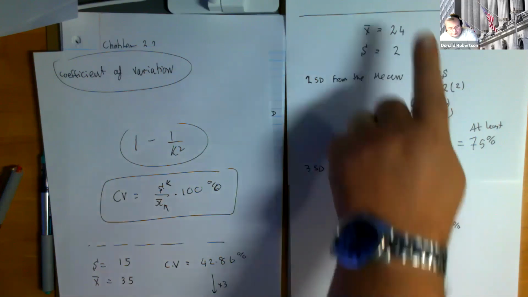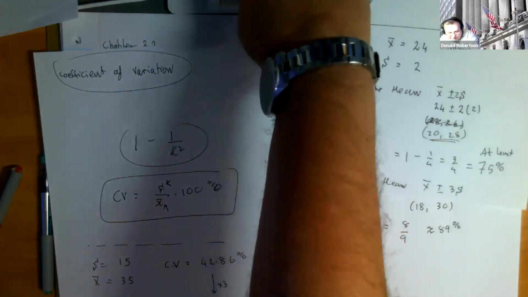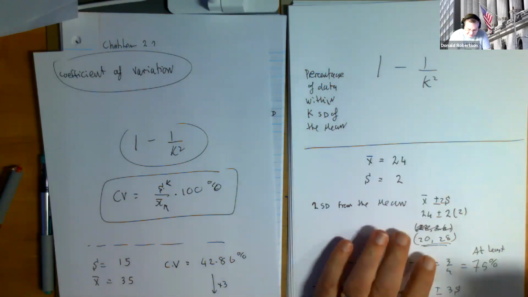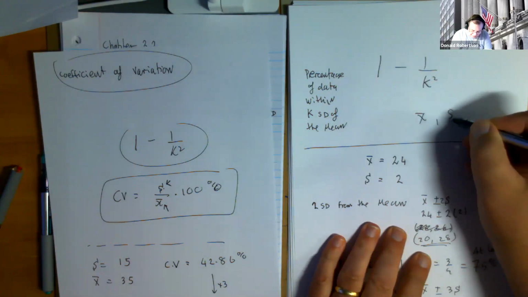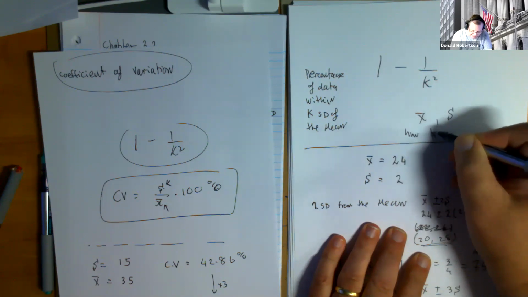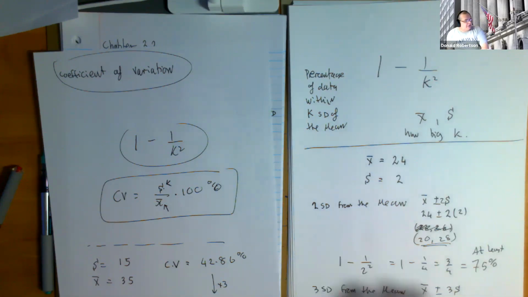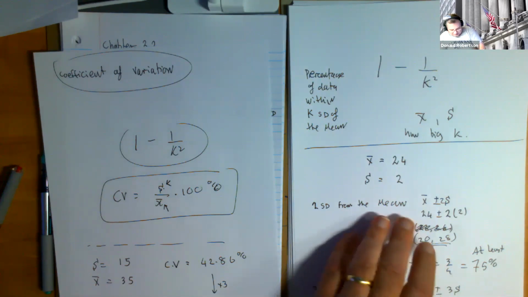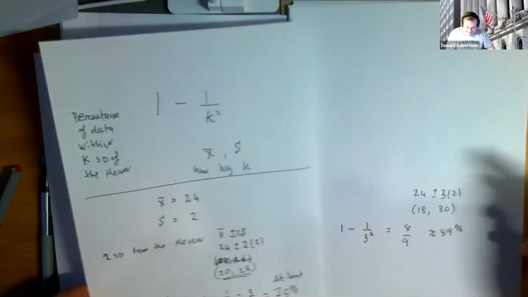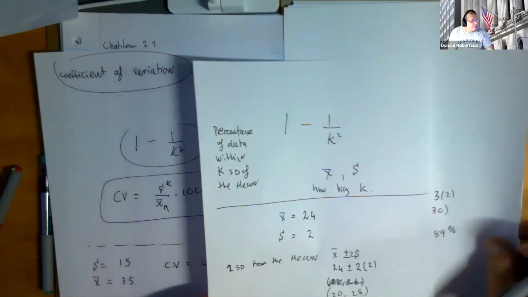So can you see how powerful this formula is, the Chebyshev formula? Because all I need to know is the mean, the standard deviation, right? And how big you want k to be. And I can then give you a predictor on the percentage of people in any given range.